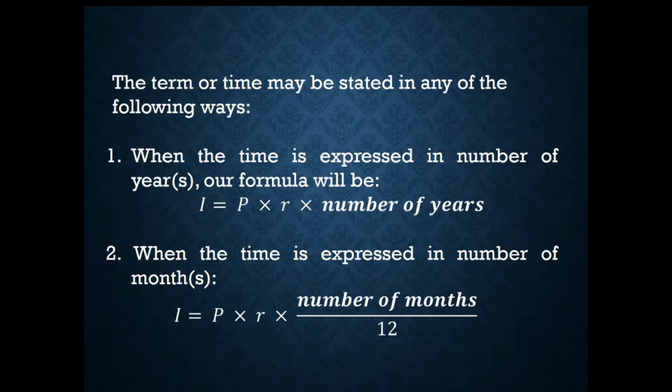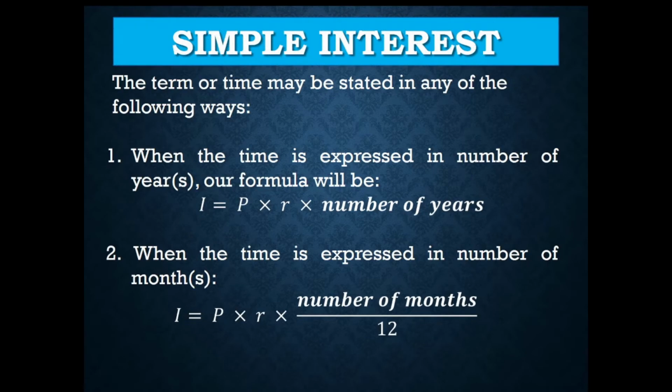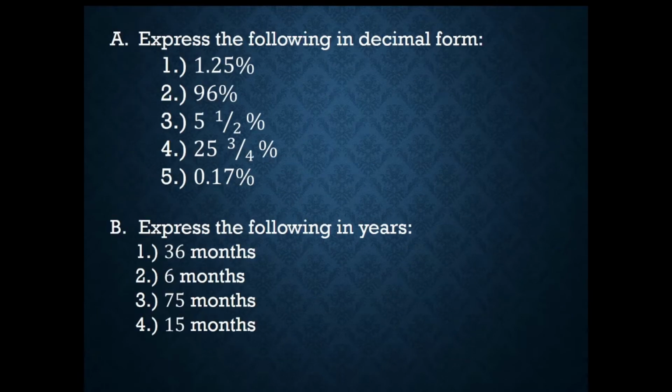So the new formula now would be the interest I will be equal to P multiplied by R, which is principal times rate of interest, multiplied by the ratio between the number of months that the amount will be borrowed divided by 12. So we'll have the number of months divided by 12. For example, if it will be for 9 months only, it will be 9 divided by 12. Okay, so this is for the simple interest with time expressed in number of months.